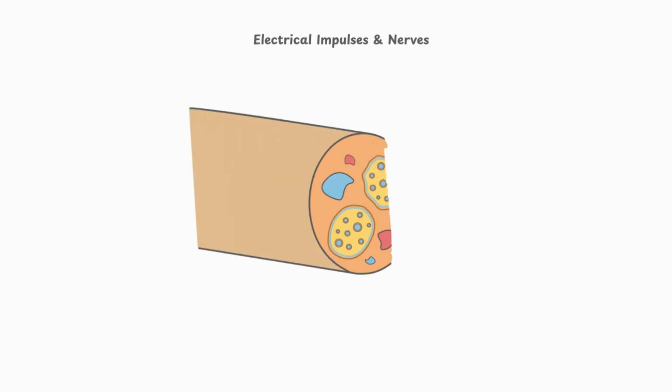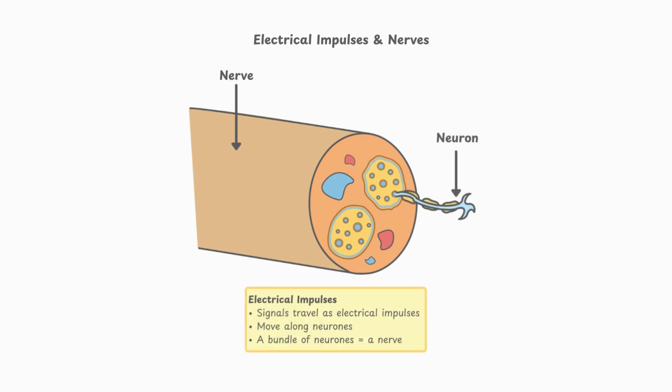Information travels through the nervous system as electrical impulses. These signals move along specialized cells called neurons. When many neurons are bundled together, they form a nerve, allowing signals to travel quickly across the body.